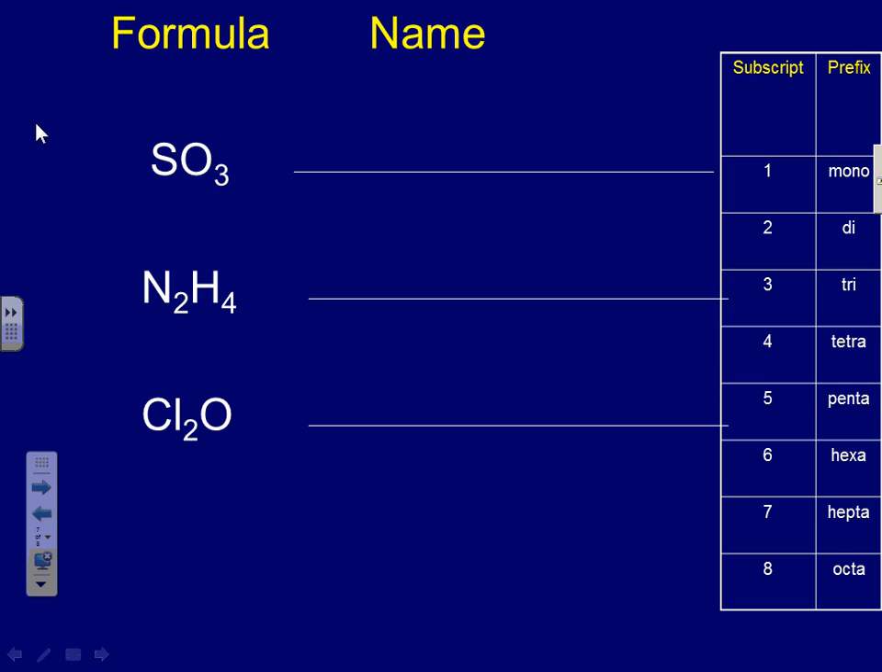Sulfur trioxide. We don't put mono on the front. It never starts with mono. If there's only one and it's a second one, then we use mono. But if it's on the front and there's only one, we don't put it in. Sulfur trioxide. Okay?